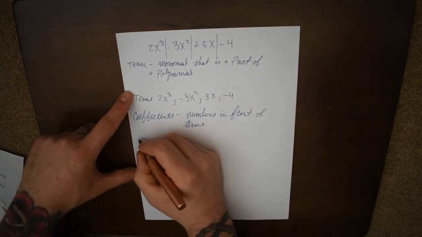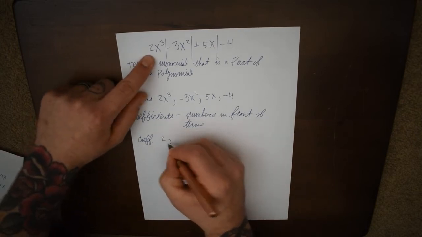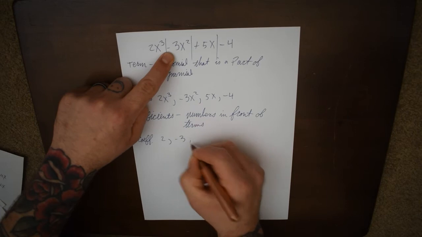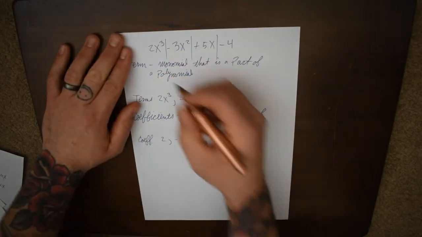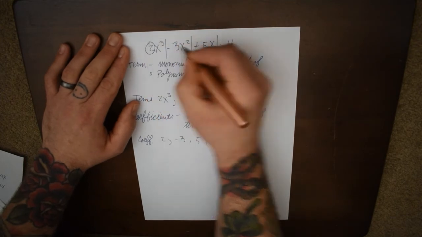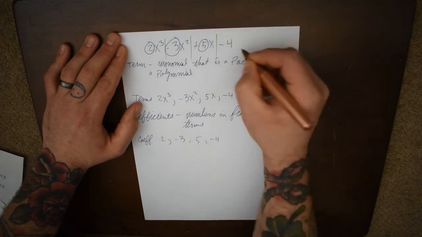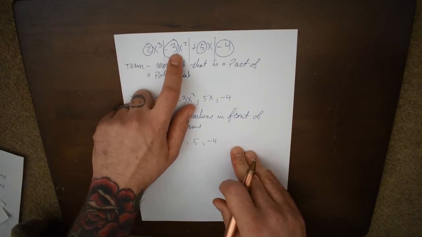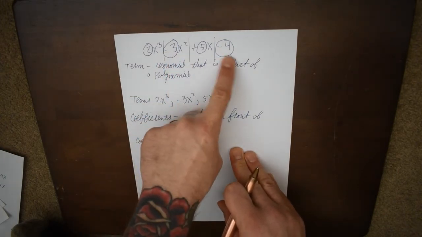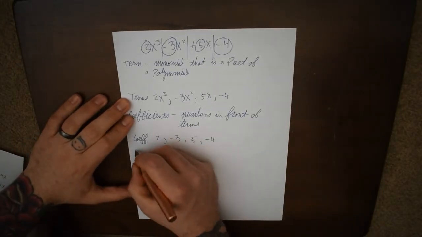So our coefficients for this problem are 2, negative 3, 5, and negative 4. These are the coefficients. And be careful, because that minus sign is attached to that 3, and that minus sign is attached to that 4. Polynomials can also have a constant term.